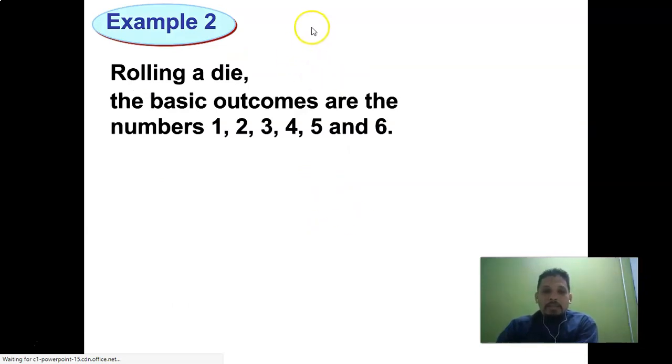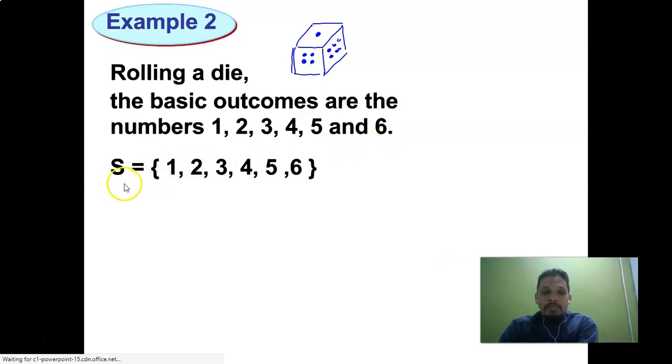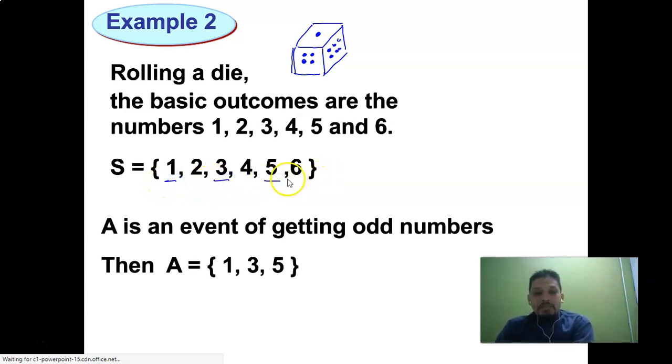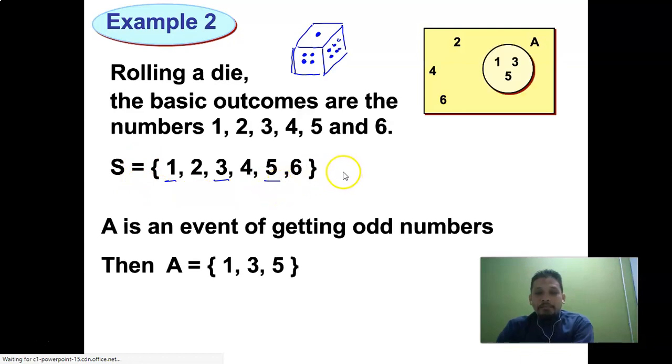Rolling the dice. I do believe that all of you have seen this object before, a dice, when we play games. One face here shows 1 dot, meaning there is a 1. Let's say here is 4, and here 6. There are 6 faces, so the basic outcomes are the numbers 1, 2, 3, 4, 5, and 6. This is the sample space. A is an event of getting odd numbers. Then A equals 1, 3, 5. It's a subset of the sample space. That's it.